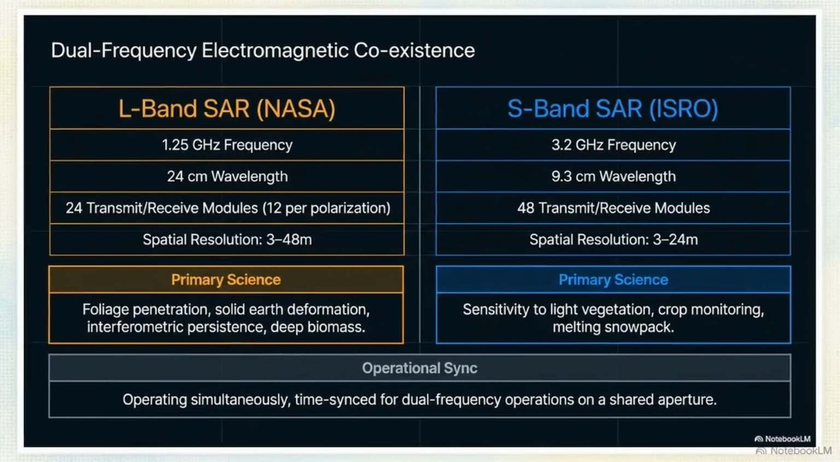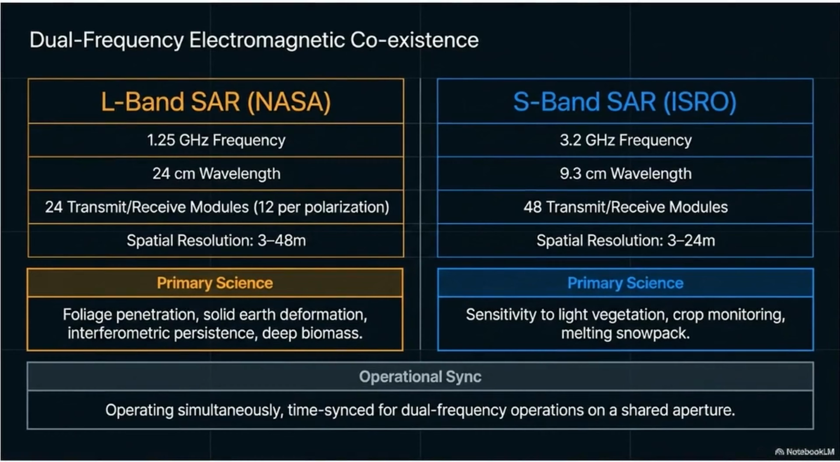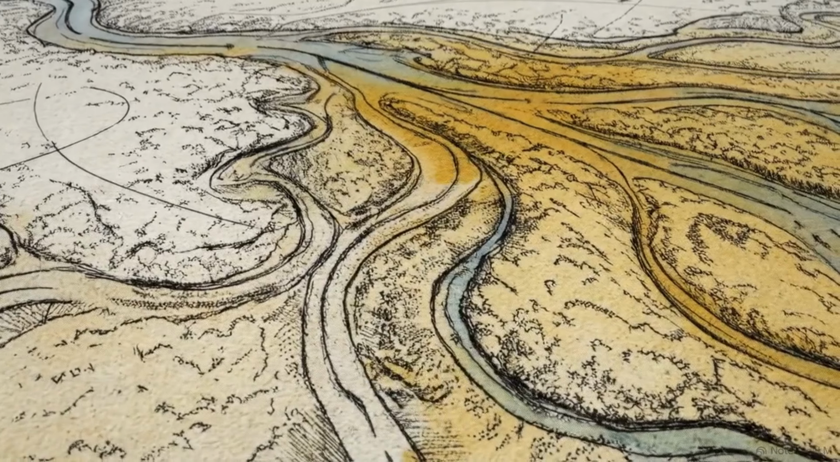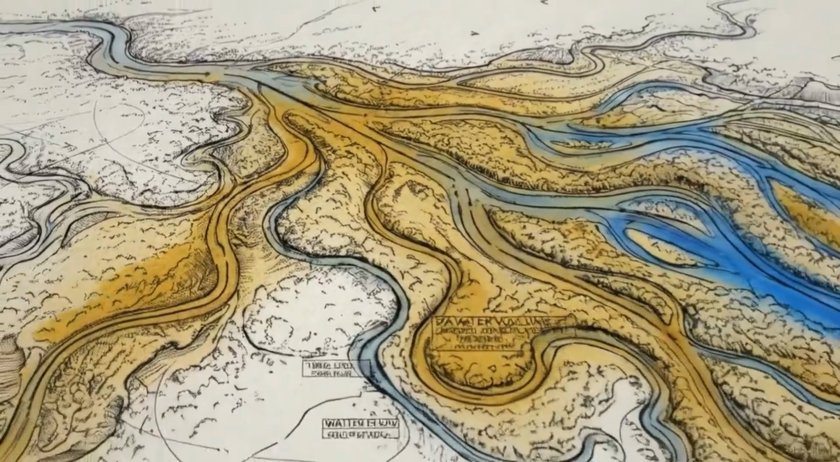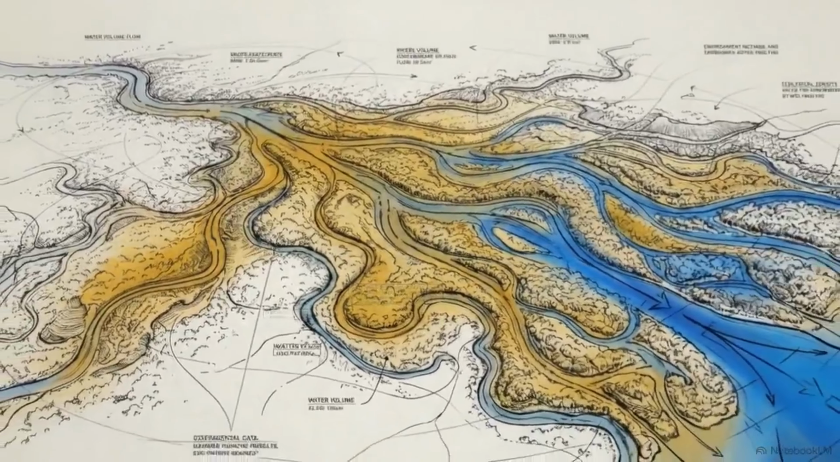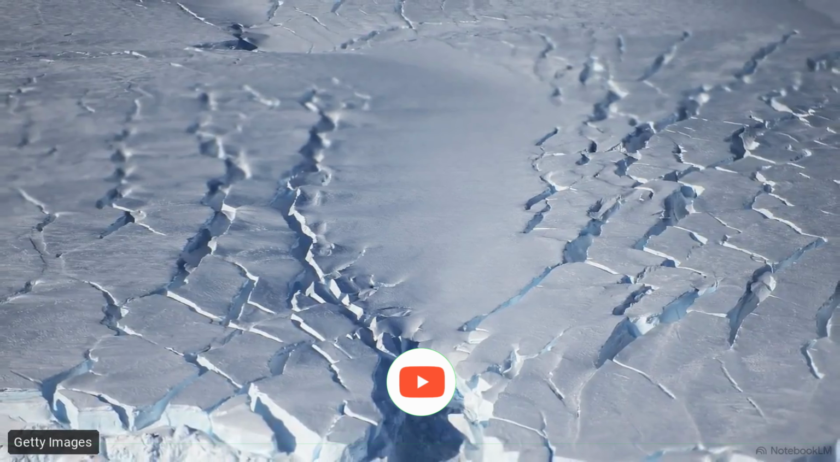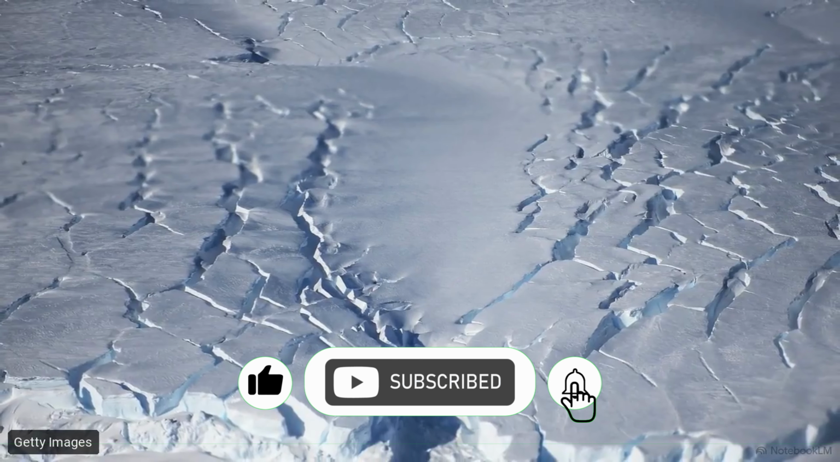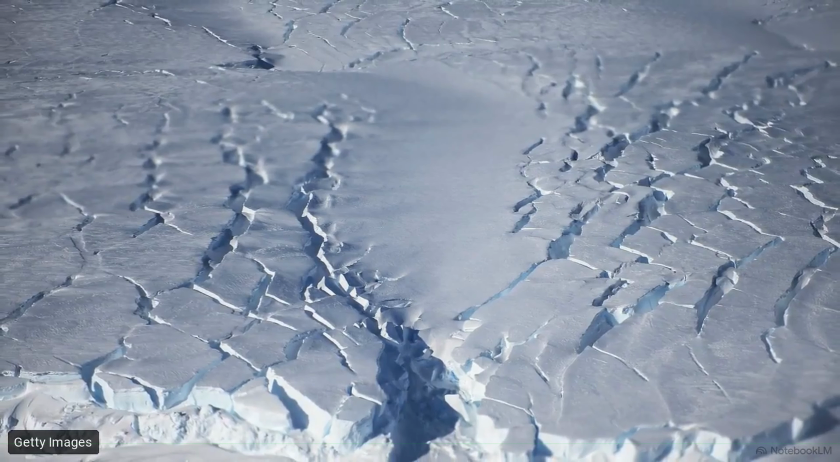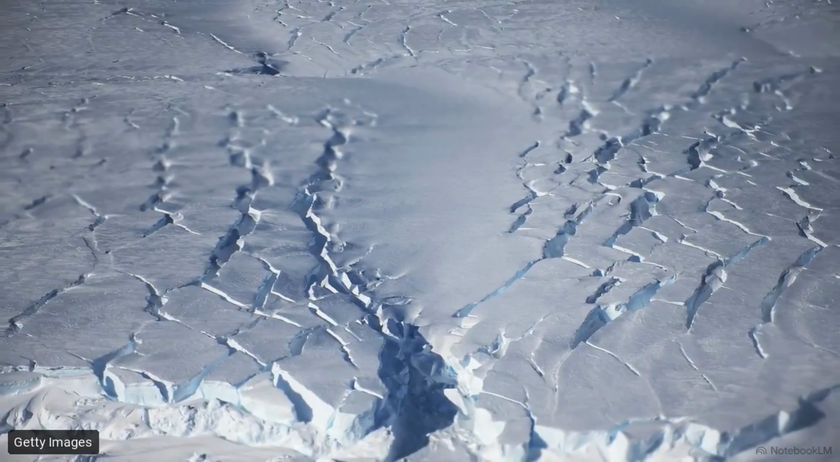The 24-centimeter L-band and 9.3-centimeter S-band are time-synced to operate simultaneously on a shared aperture without interference. This relentless coverage allows researchers to convert static maps into a dynamic, continuous time-lapse of the Earth's surface evolution. The scientific stakes of this data are massive. In the cryosphere, the system tracks changing velocities and fracture mechanics across immense glacial ice fields.